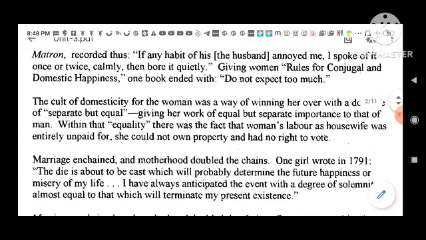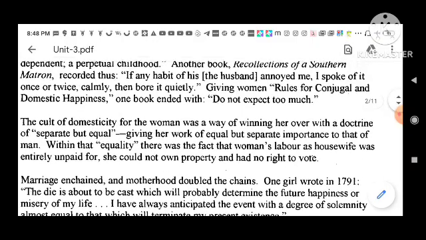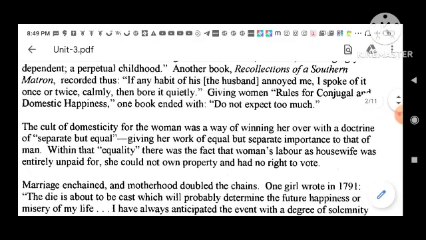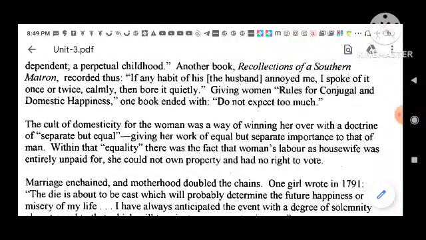The cult of domesticity for the woman was a way of winning her over with a doctrine of separate but equal, giving her work of equal but separate importance to that of man.